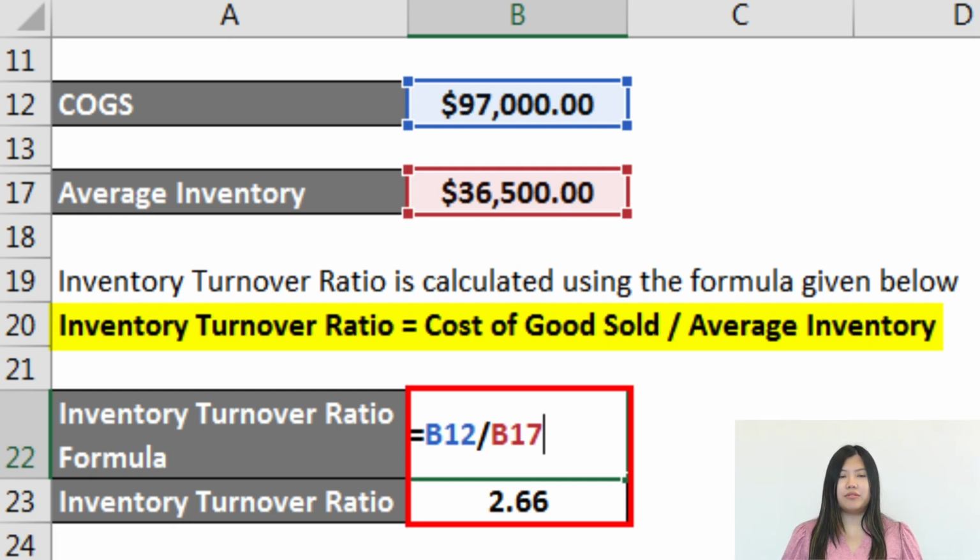Alright, so you have the totals of the cost of goods sold and your average inventory. Now, let's find the inventory turnover ratio formula, and that will be cost of goods sold divided by your average inventory. So if you divide 97,000 by 36,500, your inventory turnover ratio will be 2.66.